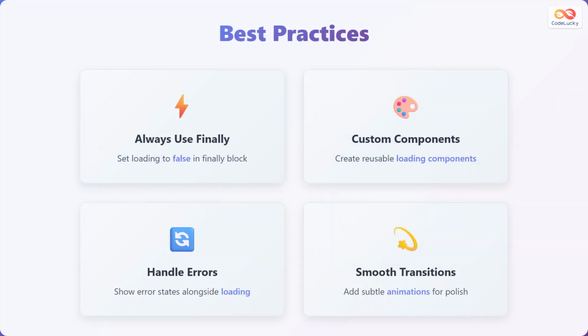Here are some best practices to keep in mind when implementing loading states. Always use a finally block to set loading to false, ensuring it happens regardless of errors. Create custom, reusable loading components for consistency. Handle errors by showing error states alongside loading indicators. Add subtle animations to your loading indicators for a polished look.